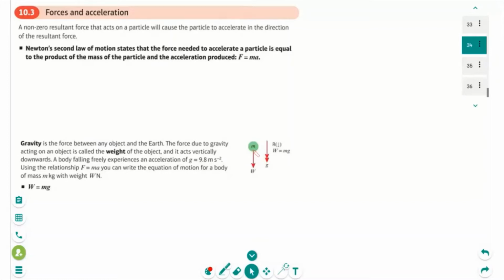Okay, so yesterday I talked about resultant forces. Resultant forces are basically the sum of all forces acting on the body.